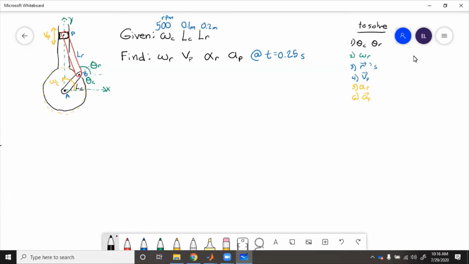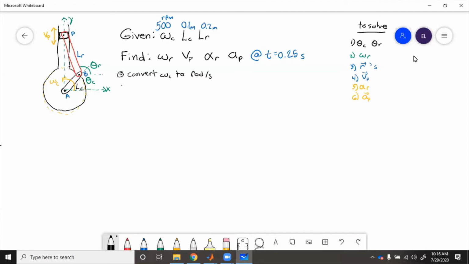So actually step 0 could be convert the angular velocity, which is in RPMs, to radians per second, because we need to do everything here in radians. So step 0, convert omega C to radians per second.